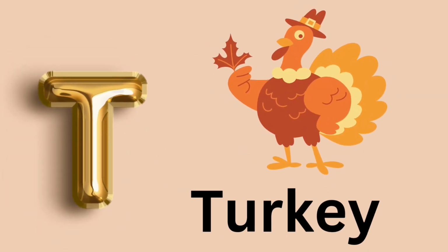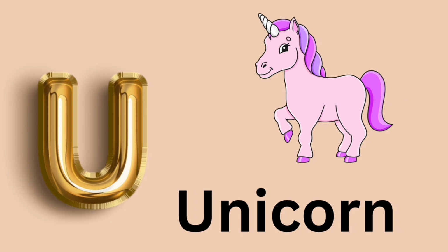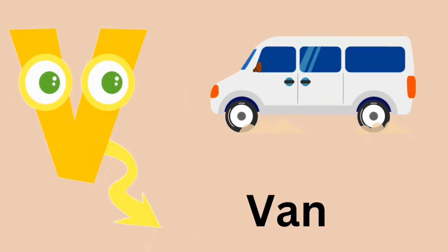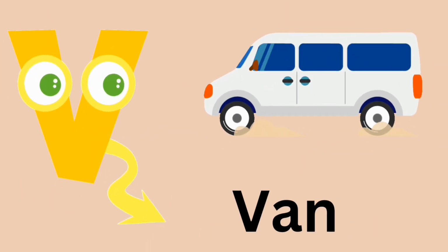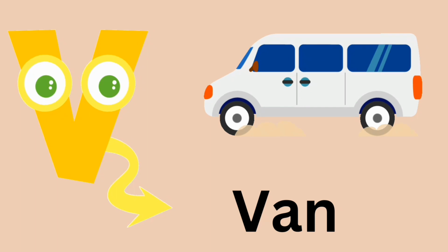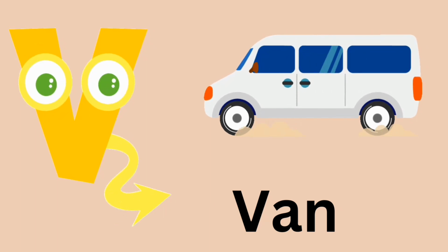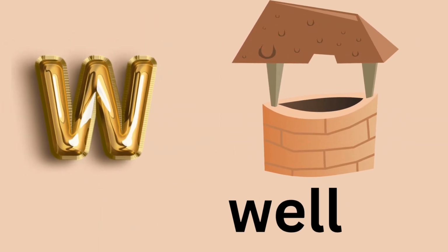T for turkey, T for turkey. U for unicorn, U for unicorn. V for van, V for van. W for well, W for well.